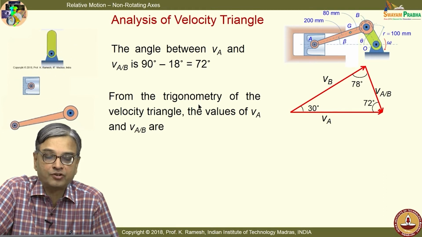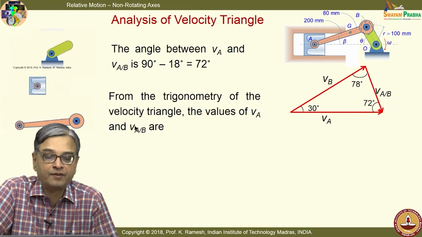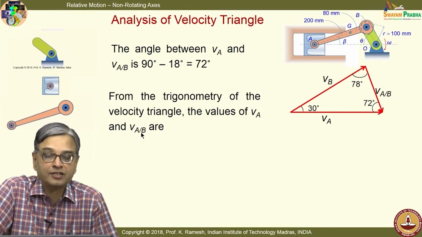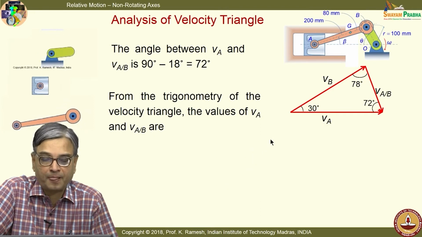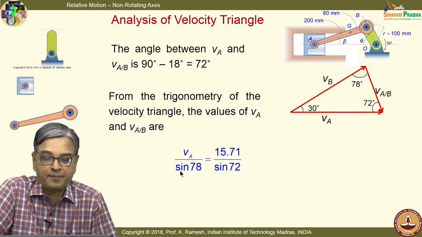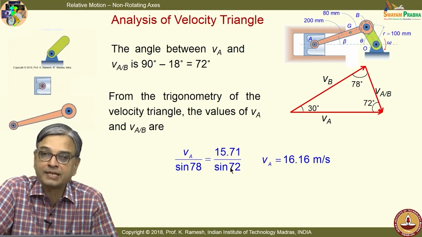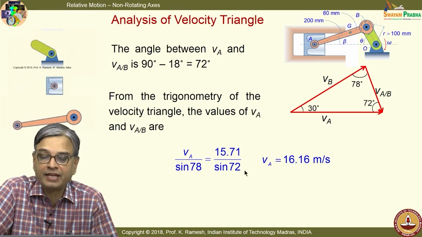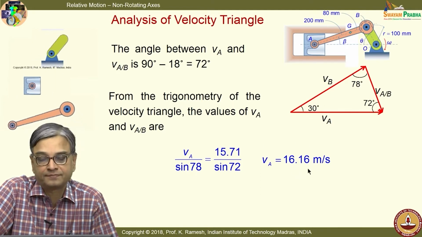And from the trigonometry of the velocity triangle, the values of VA and VA with respect to B are determined as follows. I have VA by sin 78 equal to 15.71 by sin 72. I get VA as 16.16 meters per second.